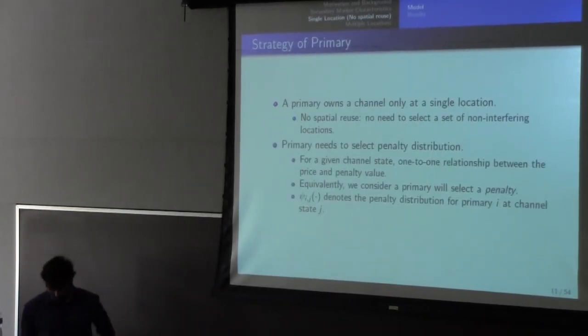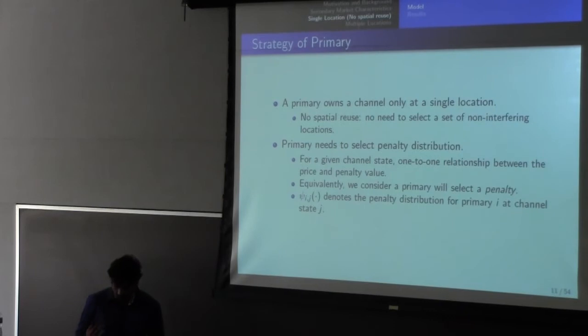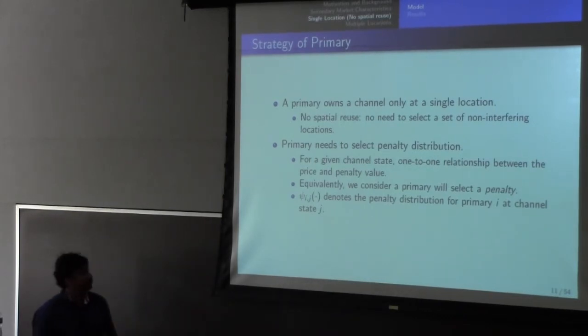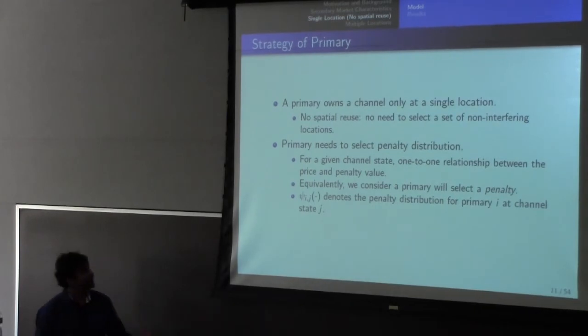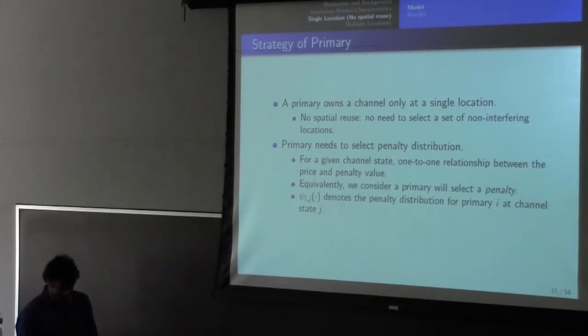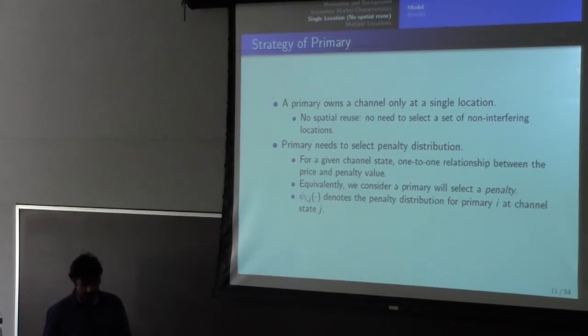Okay, so we first consider the single location pricing strategy. Why do we look at it? First of all, it will give some nice results which we use for solving the joint decision problem. And also it has some independent interest, because if you have some kind of uncertainty in competition in a market, these results can be useful. Here the primary owns a channel only at a single location, so there is no spatial reuse. But the primary needs to select its strategy, that is, its price. But there is a one-to-one function between the price and penalty. So instead of price, we can consider the primary selecting a penalty.